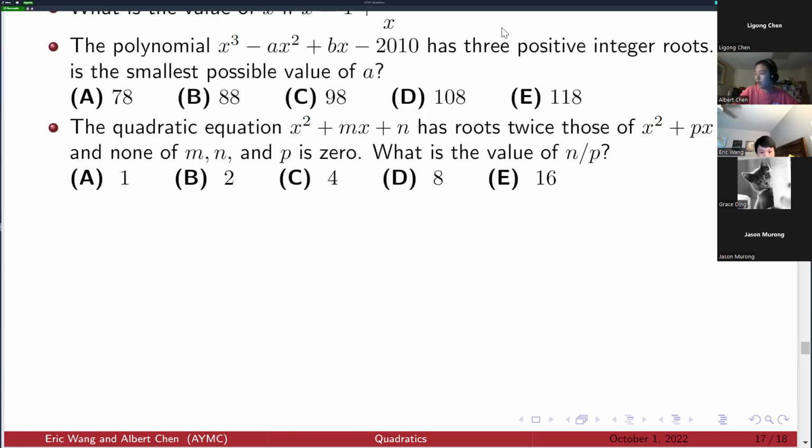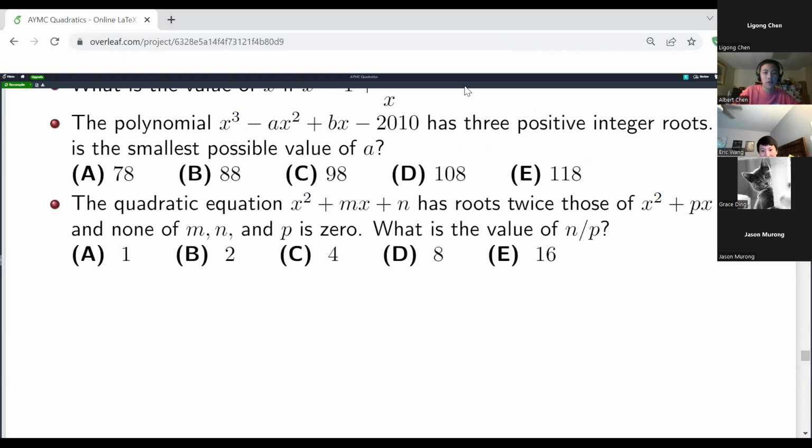Okay, I'm just gonna go over it. I didn't get many answers, but that's all right. It's not the easiest problem. So, all right. The quadratic equation x squared plus mx plus n has roots twice those of x squared plus px plus m, and none of m, n, and p is 0. So what is the value of n over p?